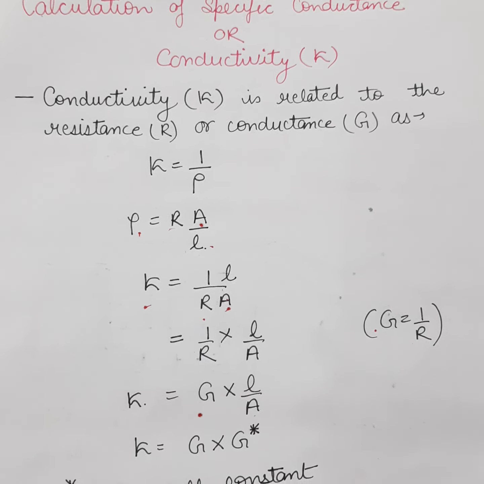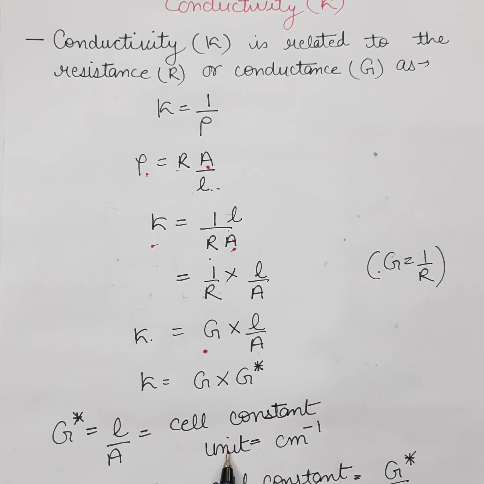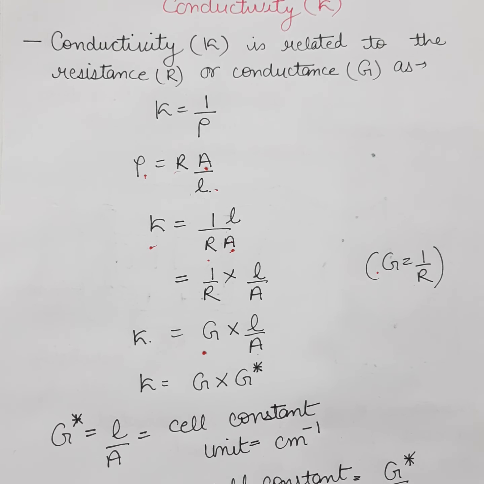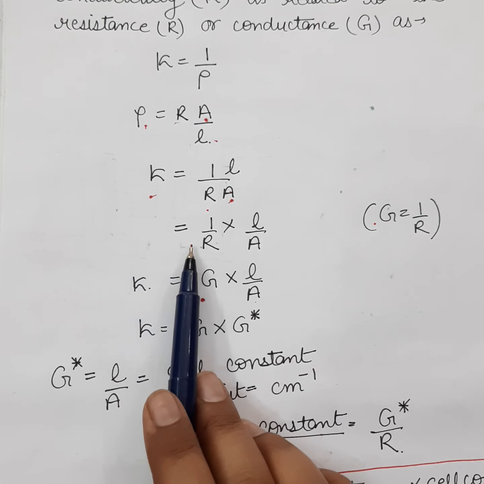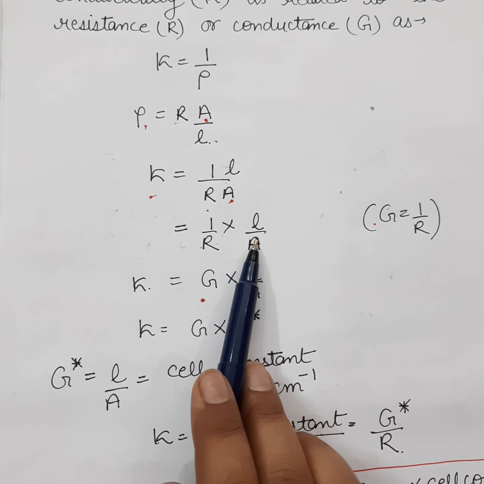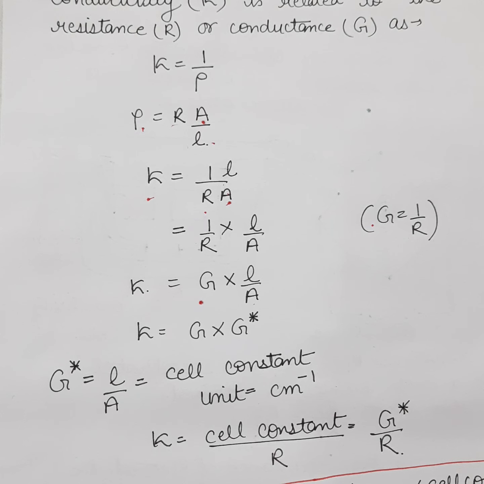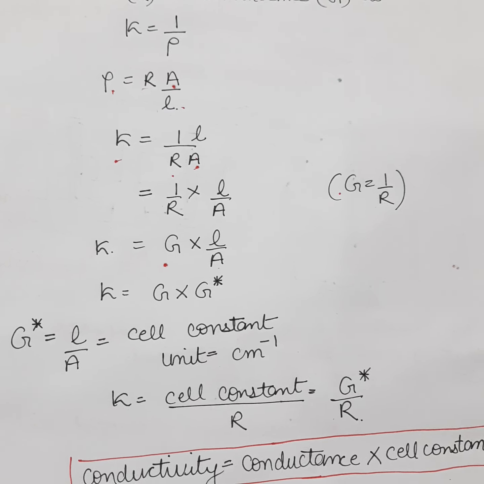So G star is equal to L by A, which is known as cell constant. You can simply calculate the unit also. That unit comes out to be centimeter inverse. From this equation we can write that kappa is equal to 1/R into cell constant, or we can say G star divided by R. So kappa is equal to cell constant divided by R, or we can say that conductivity is equal to conductance into cell constant.